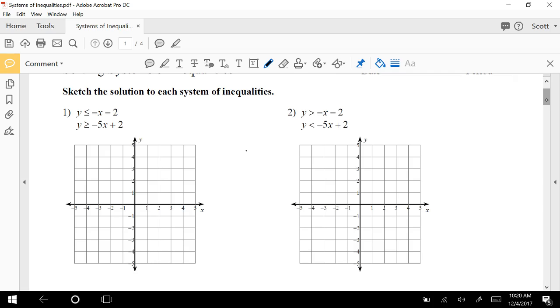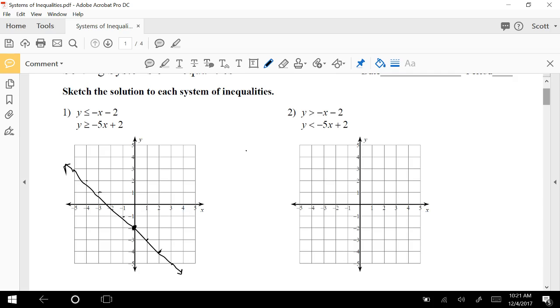So negative 2 is where my y-intercept is going to be. And then negative x, that would be like negative 1 over 1. So we're going down 1 over 1, down 1 over 1, same thing the other way. Graph that. I'm going to have a straight solid line because I have an equal sign, which we learned about before.